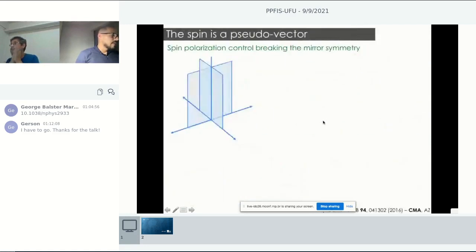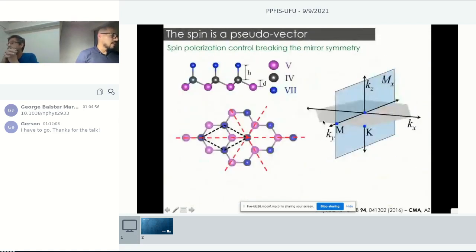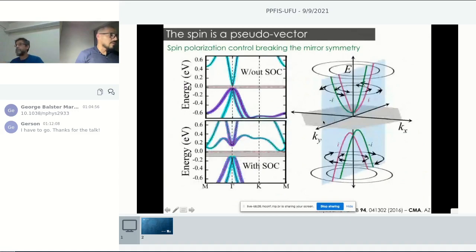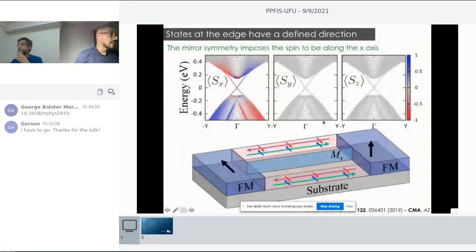Well, just to finish, I would like to present an example of the control of the spin polarization by breaking symmetry. Now that we know that symmetry actually imposes the spin polarization behavior, we can see that if we have a compound, for instance, with edge states. Can you hear me? Hello? Yes, we can hear you.